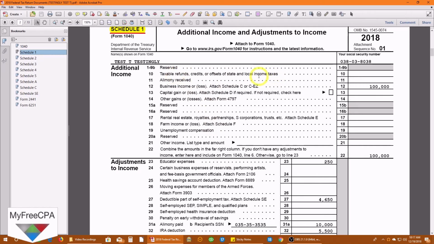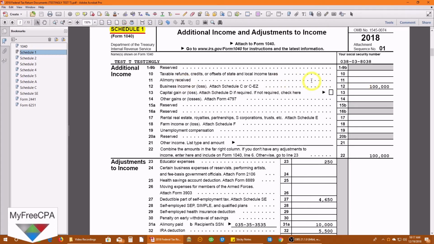Refunds from last year. If you had an itemized deduction last year and you had a refund, that refund now is going to be on line 10, your state refund, not your federal. If you have a state refund, it's going to be income this year to you, and it's going to go on line 10. Alimony received is going to go on line 11.